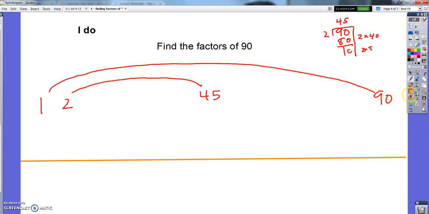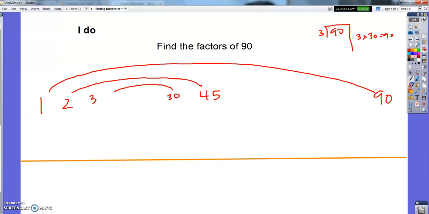How about 3? I don't have any memorized 3 facts, but again, don't assume necessarily that it can't be done. So I'm going to do, let's check 90 divided by 3, and I can actually do that in one step. 3 times 3 is 9. So 3 times 30 would be 90. So I'm going to put in 3 and 30.